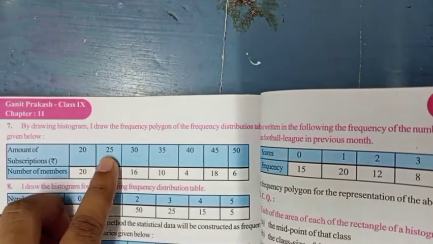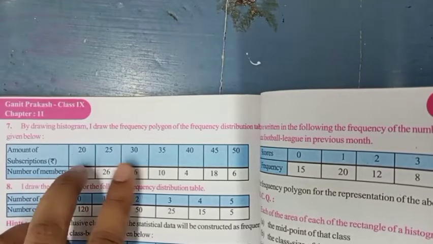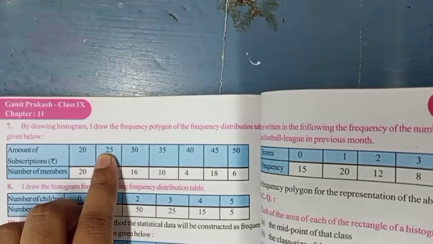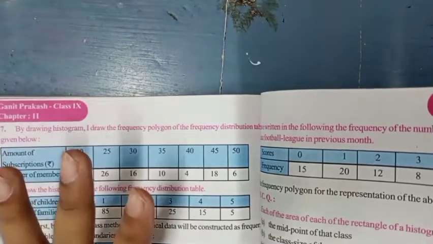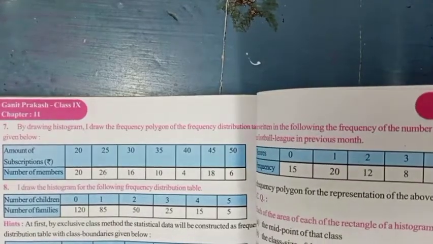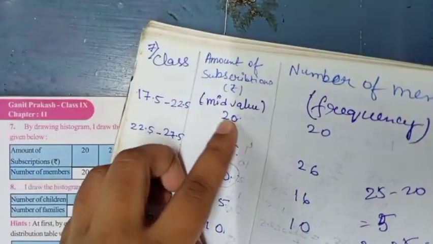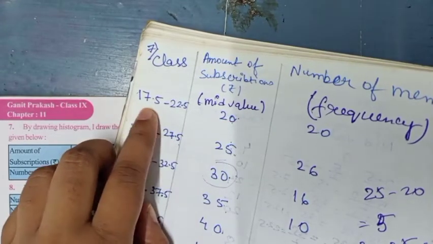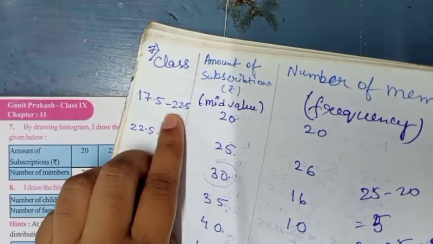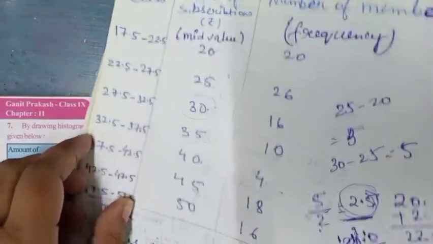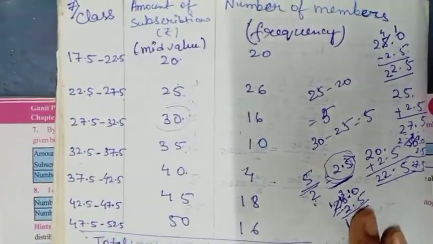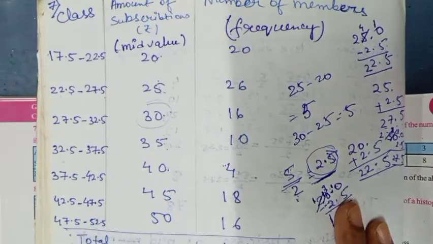So what we will do, we will subtract this with this, this with this. So what is the difference? 25 minus 20, 5. Again 30 minus 25, 5. 35 minus 30, 5. So 5 is your difference. Half of 5 will give you 2.5. So what we will do, with this first mid value, we will subtract 2.5. We will get 17.5, and we will add 2.5 in 20, we will get 22.5. Like this we will do for all up to 50, and we are getting these class limits. Okay, I think you have understood this one.